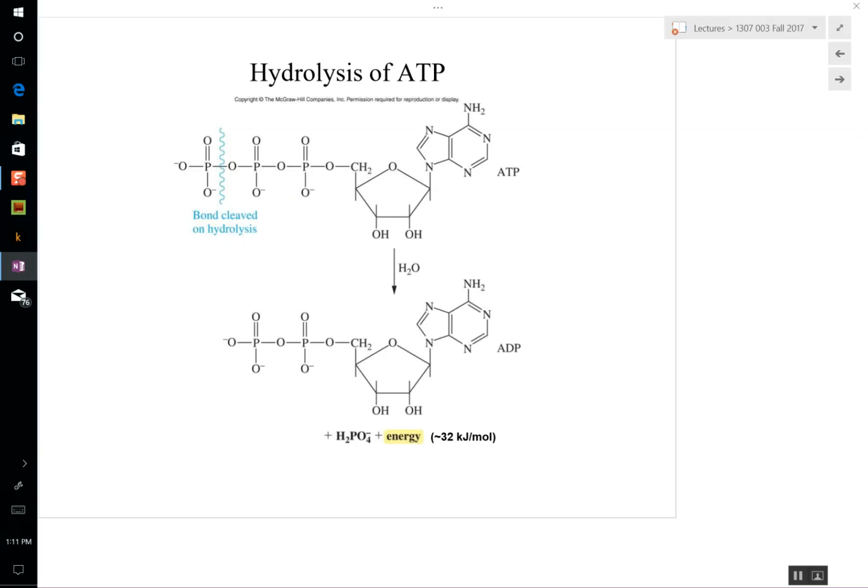If you break the bond there and split off one of those phosphate groups, you're down now to ADP, adenosine diphosphate, and it releases a phosphoric acid group and 32 kilocalories of energy per mole. Per mole of ATP that converts to ADP, you would get 32 kilocalories. That's a good chunk of energy. So your body uses that energy for other metabolic reactions. It's a source of energy.